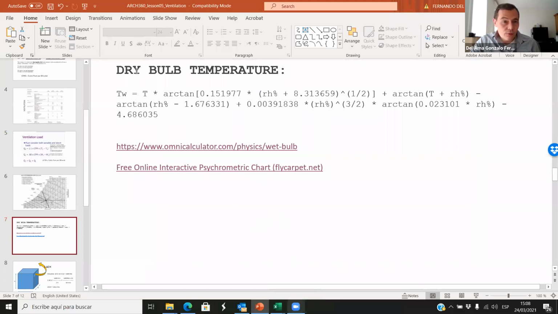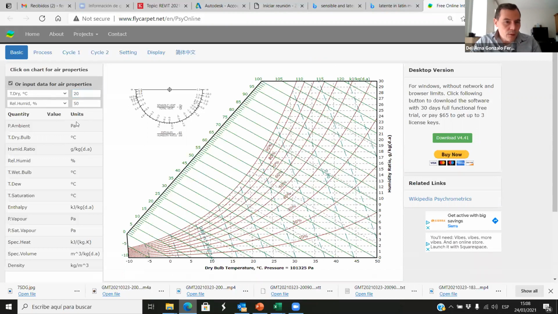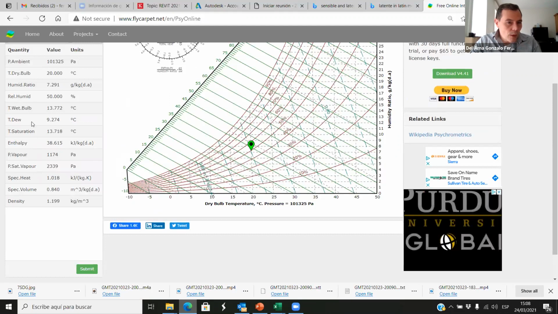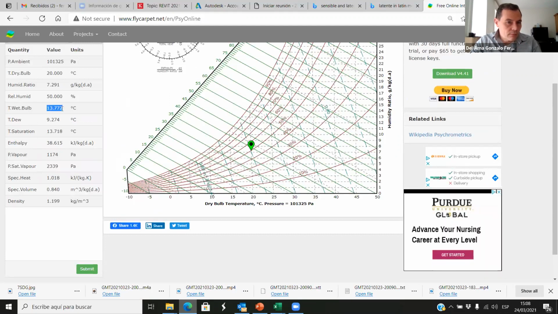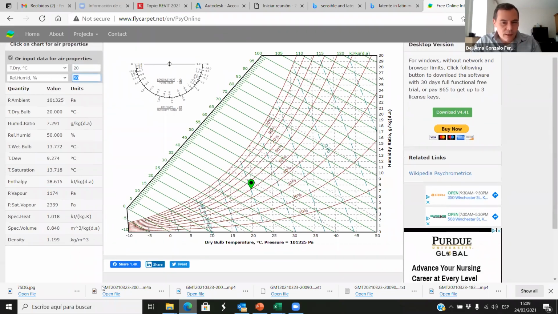And because, as I told you, everything is related with this psychrometric chart, if we place here the dry bulb temperature, let's say 20, and the relative humidity, we submit. And here we have the wet bulb temperature, and we have the enthalpy. Just by typing two parameters, we can get the rest of the parameters.